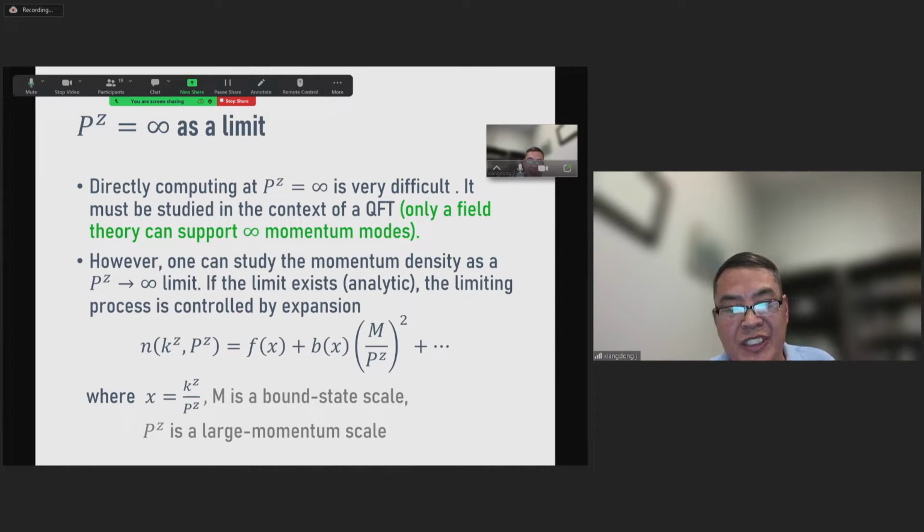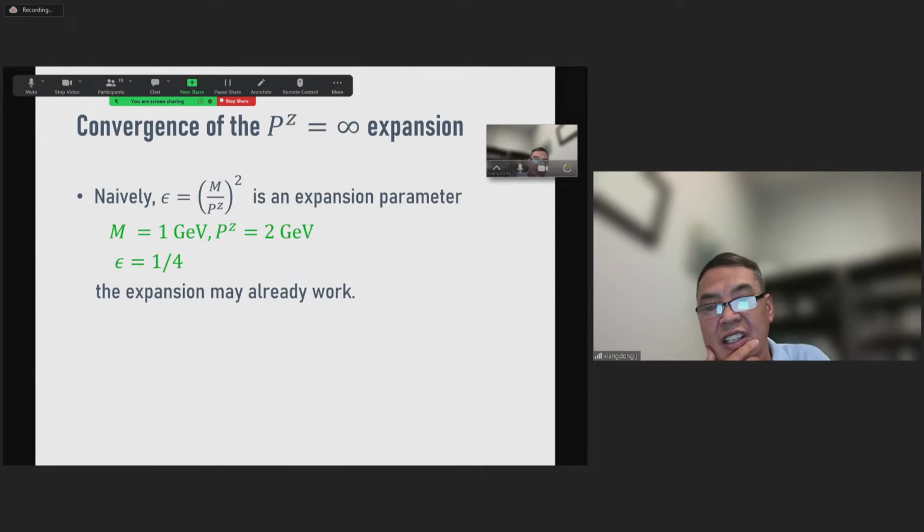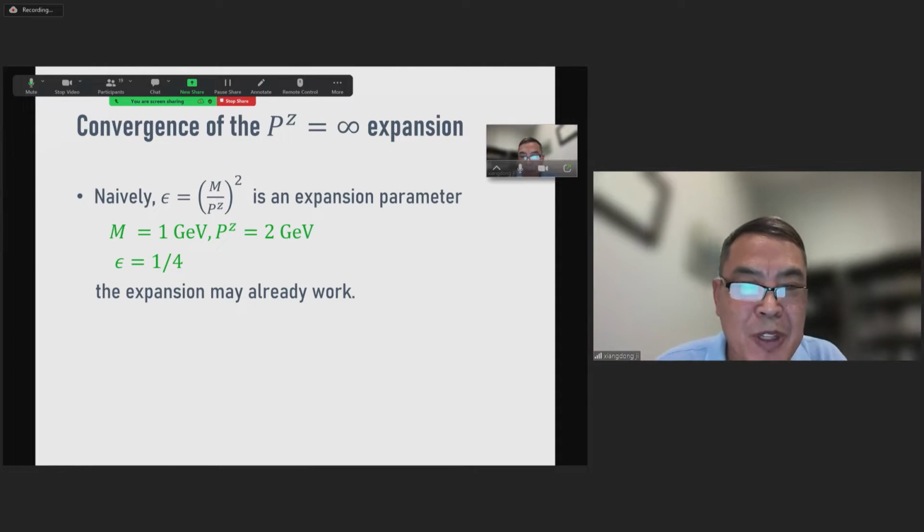And so this expansion is kind of interesting because it allows us to calculate the Parton distribution from the momentum distribution of a Parton in a hadron, but with moderate PZ, so long as this expansion parameter is small. So if I make a very naive and optimistic estimate, we know the hadron scale is on the order of 1 GeV. Suppose I have a hadron momentum equal to 2 GeV, then the expansion parameter is a quarter. And a quarter is smaller than a third, and the third is the large NC expansion people use in QCD. So it's not a bad expansion parameter.